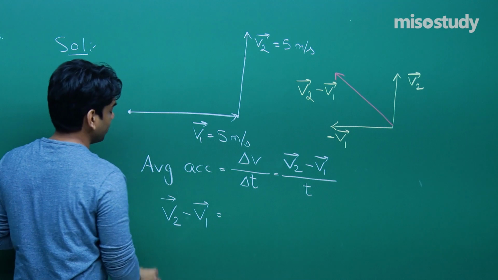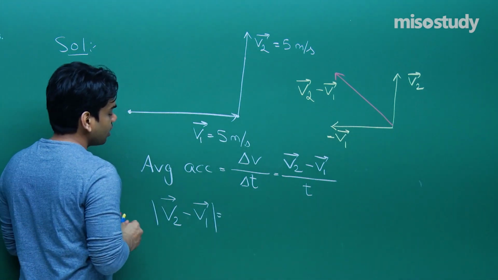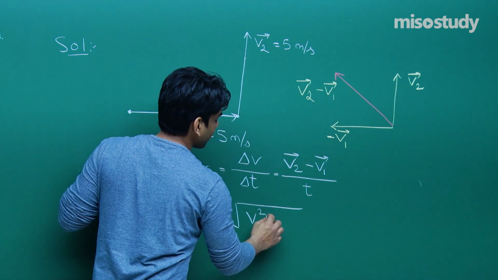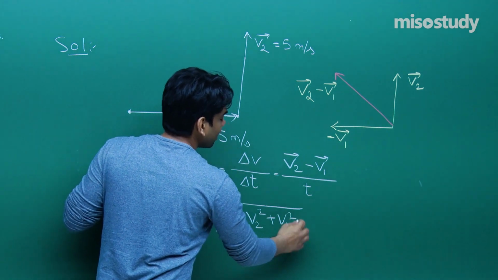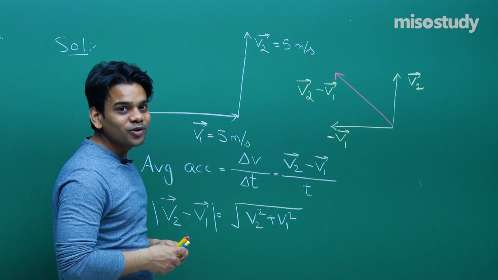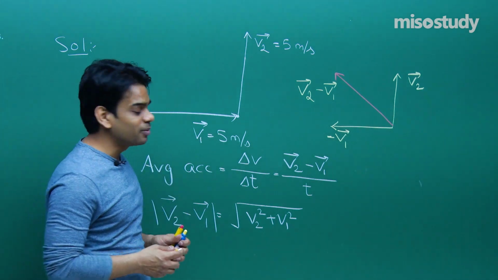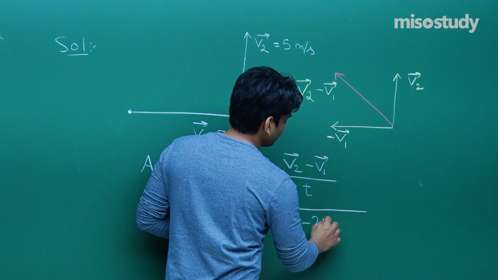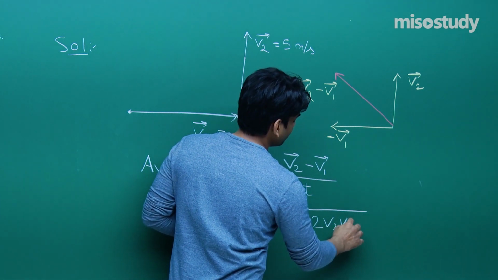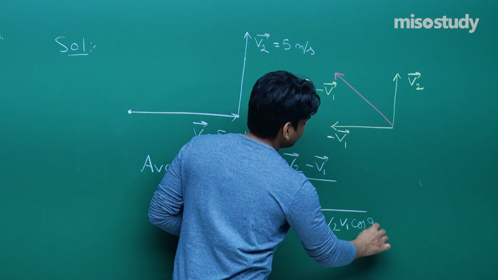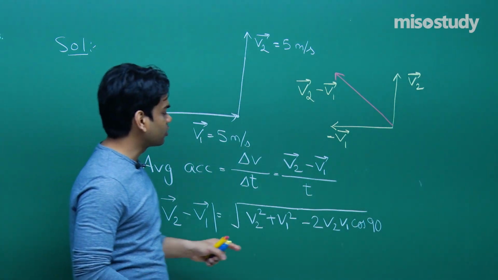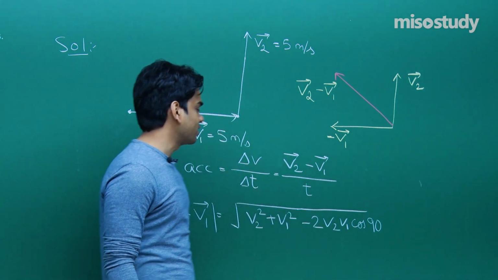Its magnitude will be simply under root v2 whole square plus v1 whole square minus twice of v1 v2 cos of the angle between them. Since the angle is 90 degrees, that will turn out to be 0, minus twice of v2 and v1 and cos 90. That's not a problem because cos 90 is 0, so need not worry about that.